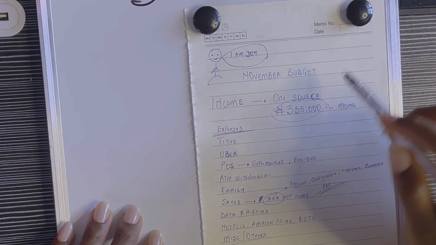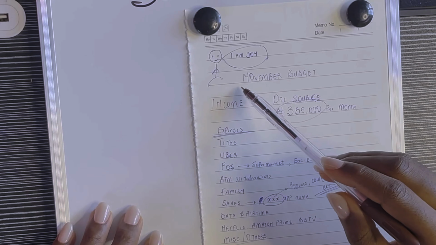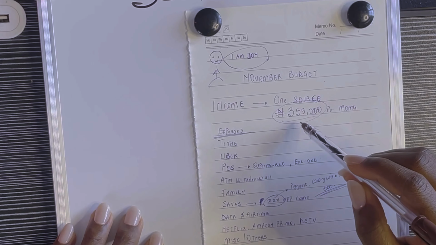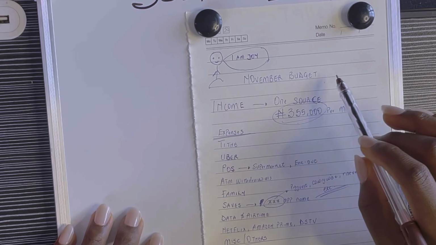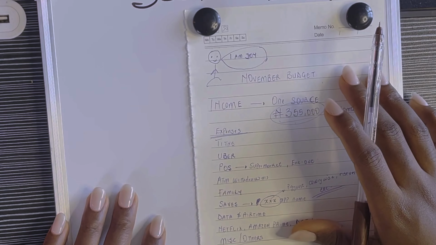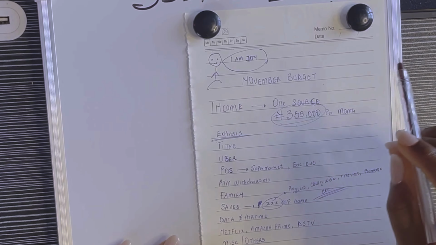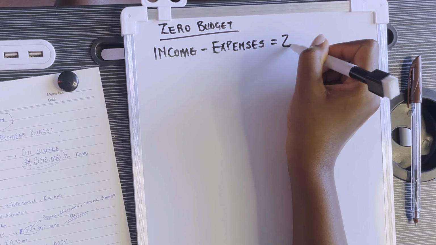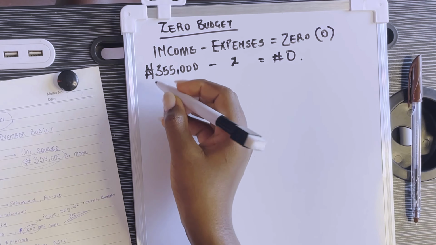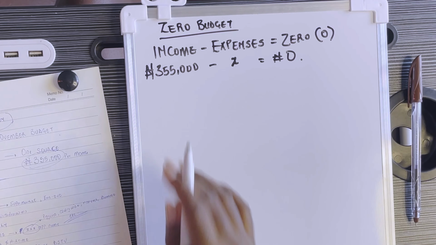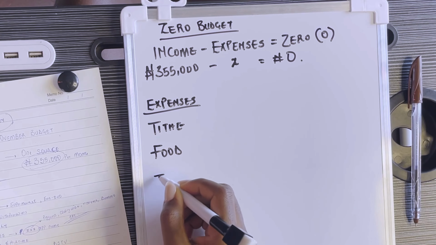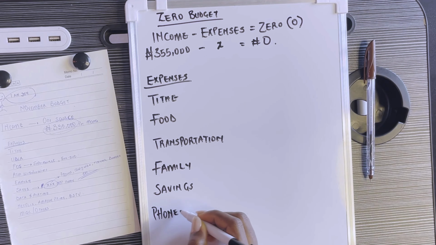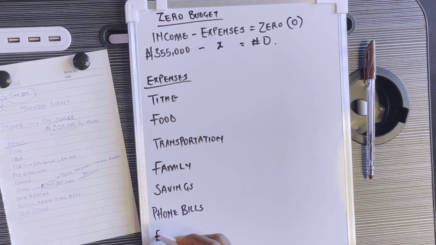So now we are going to be helping Joy make a November budget out of her income, that is 355,000 naira, and we're using the zero-based budget system. Let's get right into what a zero-based budget would look like for Joy: income minus expenses is equal to zero. Let's itemize all of our expenses here. We have tithes, food, transportation, family, savings, phone bills as data and airtime, entertainment, sinking fund.